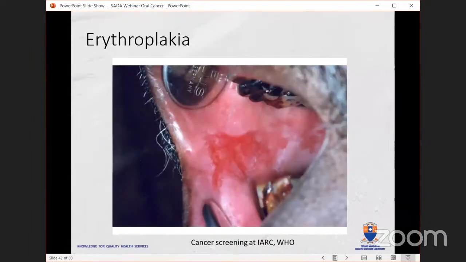Erythroplakia is defined as any red lesion of the oral mucosa that cannot be clinically diagnosed as any other condition. And this tends to be a more alarming finding clinically compared to leukoplakia. Erythroplakia and leukoplakia are usually predecessors of oral cancer and sometimes also seen adjacent to an oral cancer lesion.